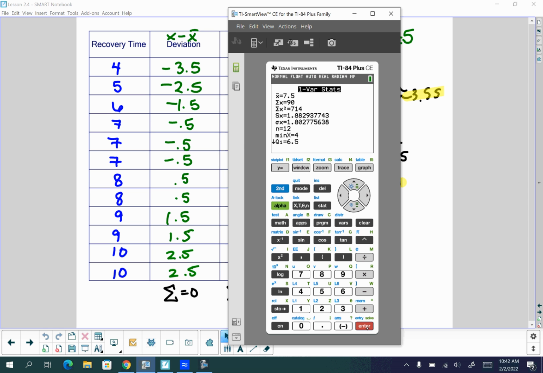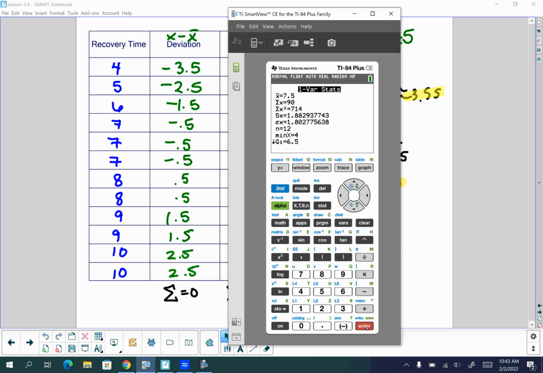And then if you guys scroll down, you'll see it gives you some other things too, like n. It tells you there's 12 data values. It tells you min, max, median. It also gives a Q1 and a Q3 that we're going to use in the next section when we do the box and whisker plots, upper quartile, lower quartile. We talked about those before. So it gives you a lot of good stuff all at once there.